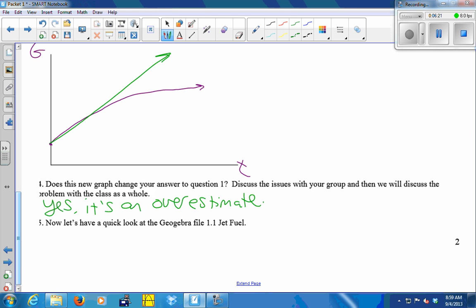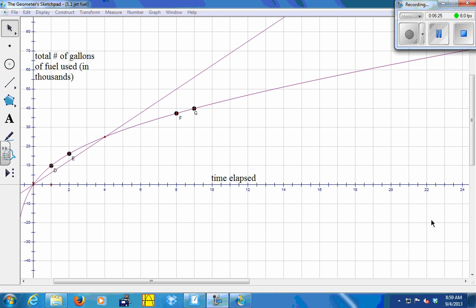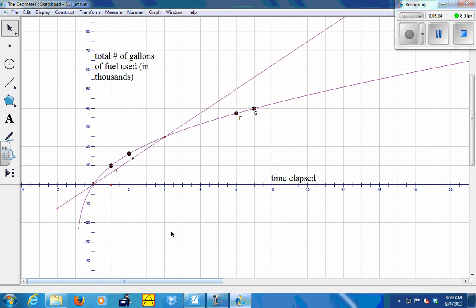Okay, so we're gonna have a quick look at this GeoGebra file. So this is our two graphs, one linear and one non-linear. Increasing but bending downwards, called concave down. So this is the more accurate one. And after 13 hours, the line predicts way more fuel usage than the nonlinear model.